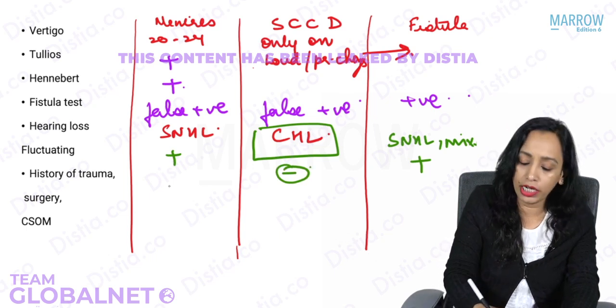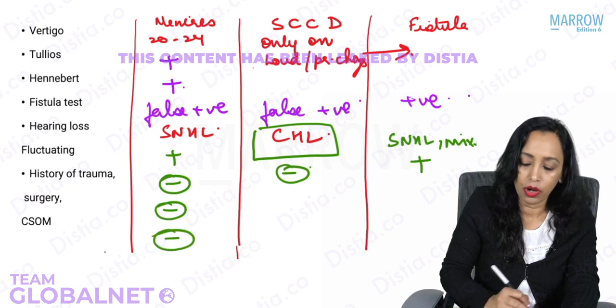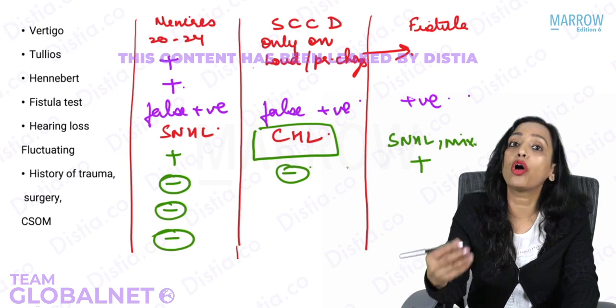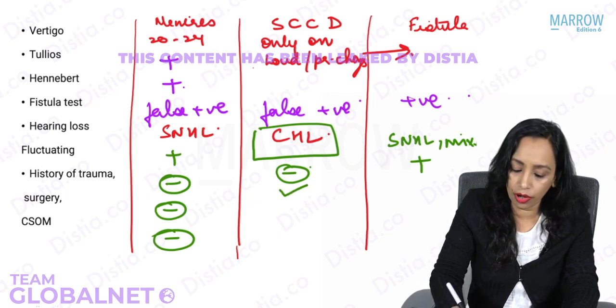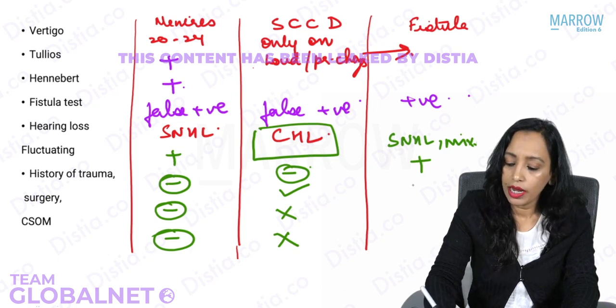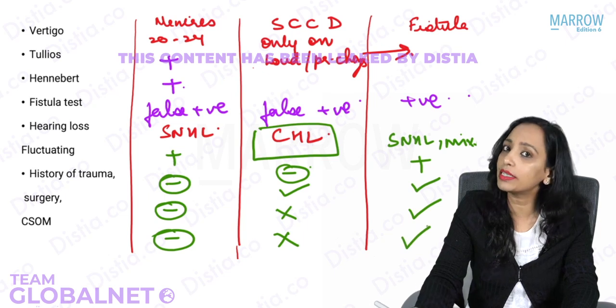History of trauma in Meniere's, no, it is not present. History of surgery, no. CSOM, no. Whereas in superior semicircular canal dehiscence, it can follow trauma, but history of surgery and CSOM, no. Whereas in fistula, it can follow trauma, it can follow surgery, it can follow otitis media.